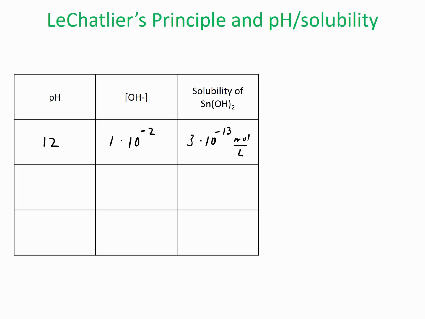When it was neutral water, the pH was 7. This was 1 times 10 to the negative 7th, and this was, oh sorry, 3 times 10 to the negative 23rd. When the pH was 2, the hydroxide was 1 times 10 to the negative 12th, and our solubility was 9 times 10 to the negative 10th.